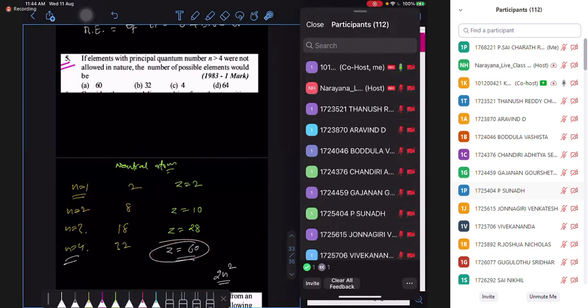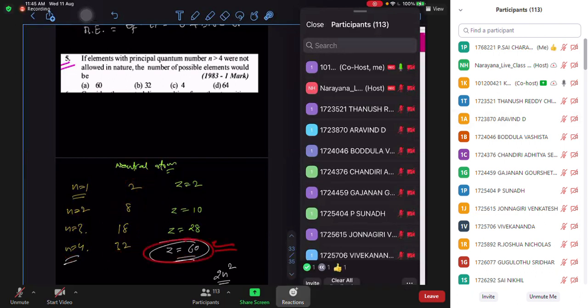So for n equal to 1, you have 2 electrons, so the Z value should be 2. N equal to 2, you have 8 electrons. So the total number of electrons up to n equal to 2 is 2 plus 8, 10. So the Z value is 10 maximum. With n equal to 3, the maximum number of electrons is 2 plus 8 plus 18, so the Z value is going to be 28. For n equal to 4, this is the maximum number of electrons here, 60. So the Z value is 60. So I need here Z as 60. Okay. So maximum possible elements are 60.